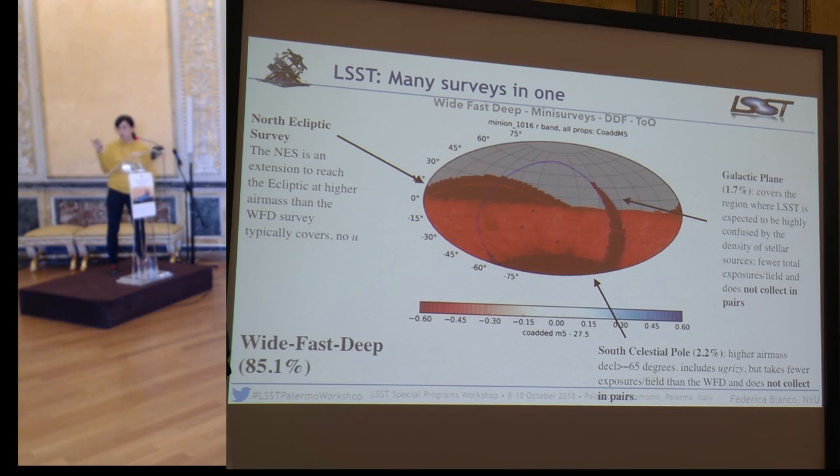Here in this particular simulation, you see the North Ecliptic Survey, the Galactic Plane, and the South Celestial Pole. So those are areas that are not covered by this implementation of the wide fast deep, but are covered in a more shallow fashion by mini surveys. And then you see the blue dots. Those are the deep drilling fields, and there are 5 deep drilling fields in this particular simulation. All of the details of this are to be discussed.